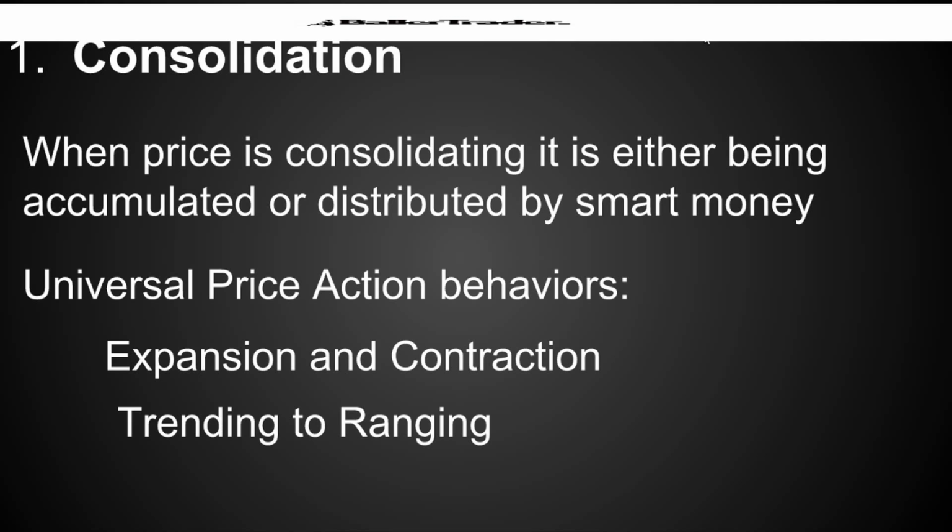There are some universal price action behaviors that are expansion and contraction, trending to ranging markets. These are two cycles that repeat to infinity as well. The markets are going to expand, and then they're going to contract, and then they're going to expand, and then they're going to contract. They're going to trend, they're going to range, they're going to trend, they're going to range. And so when you see a contraction in the market, you know that expansion is coming. When you see a trend in the market, you know that it's bound to be ranging at some point.